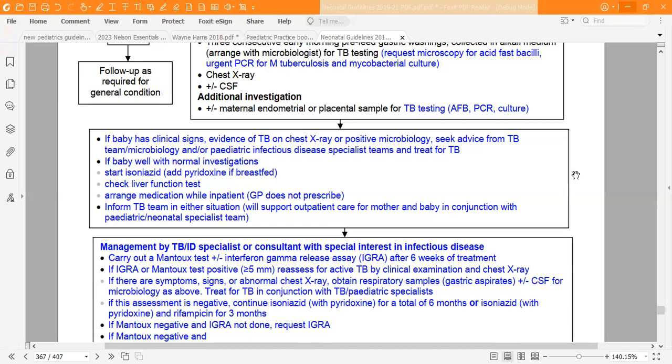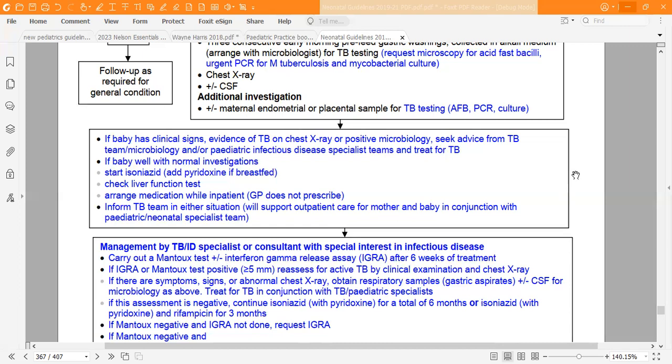If the baby has normal investigations, so if the baby is doing very well and all his investigations are good, but he has a history of contact, we start isoniazid and add pyridoxine if breastfed.